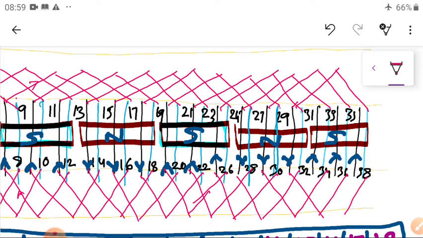The 34th is connected to, and from the 29th onwards it is connected to the last one, that is the 36. Okay, so the 36 is going to connect to the conductor here. What is the table?